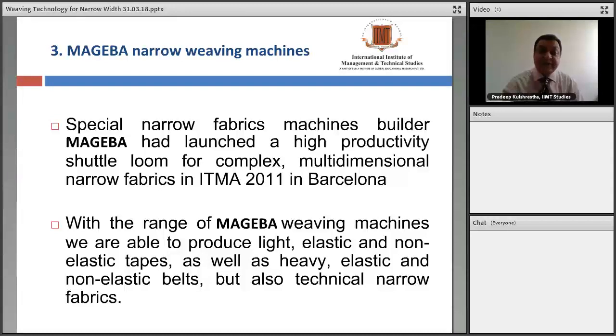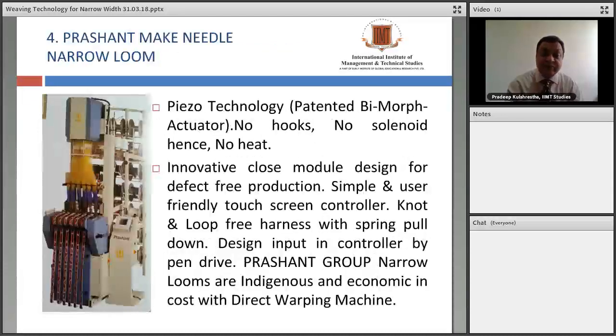Now, a special narrow fabric machine builder, Magma, has launched a high productivity shuttle loom for complex fabrics.